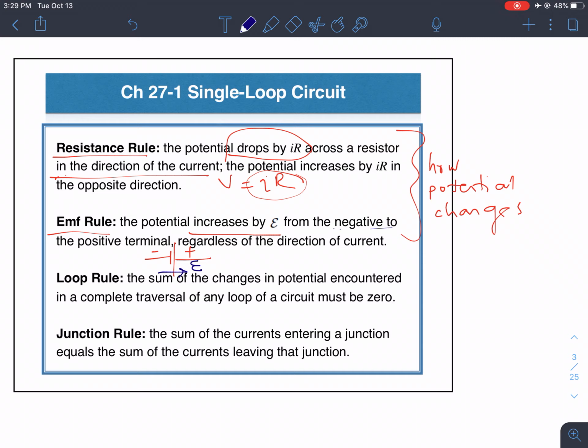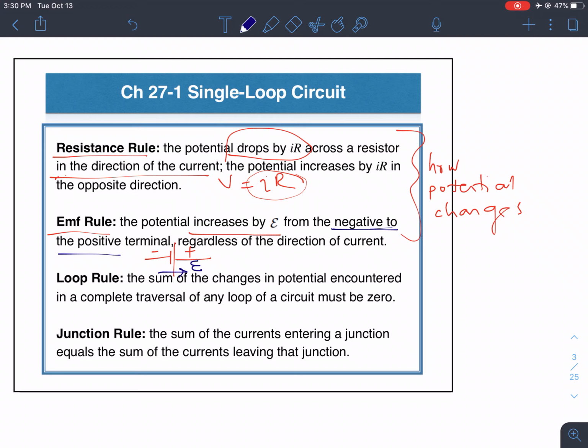So it's always from the negative terminal to the positive one, and it does not care about the current direction. Okay, we don't really check the current direction to define the EMF rule. We just know that from the negative to positive terminal, there is an increase in potential by that E, the EMF.